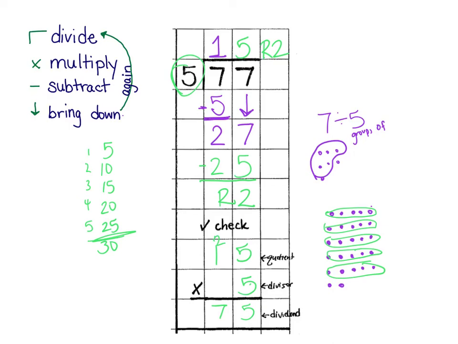So, first of all, we're going to cross this out because that's not our dividend. We still need to add our remainder. Plus 2 equals 77. Sorry, I ran out. And that is our dividend. So we know our answer is correct.